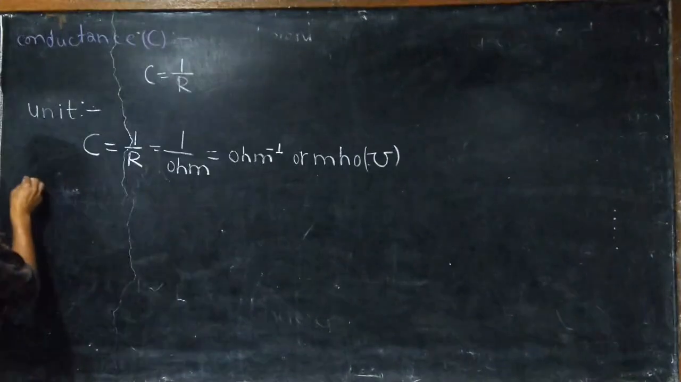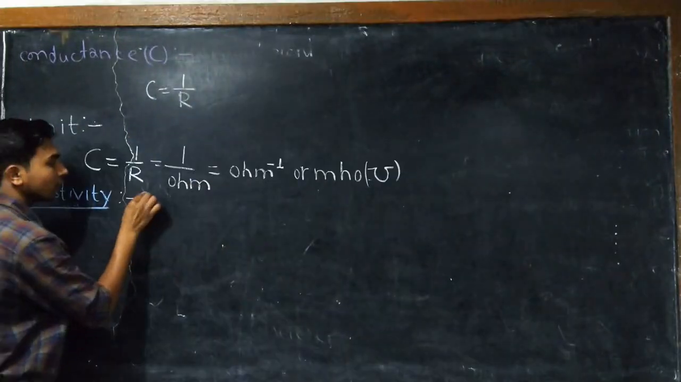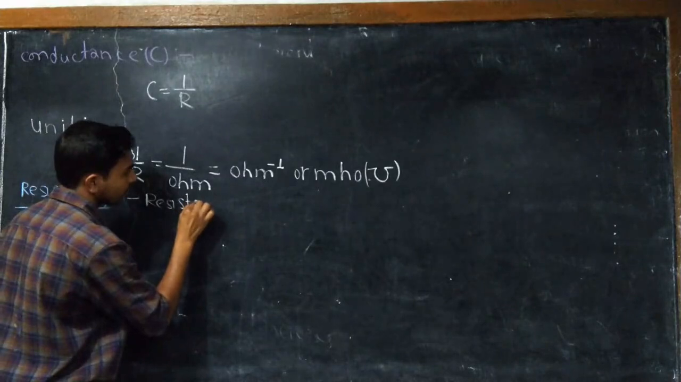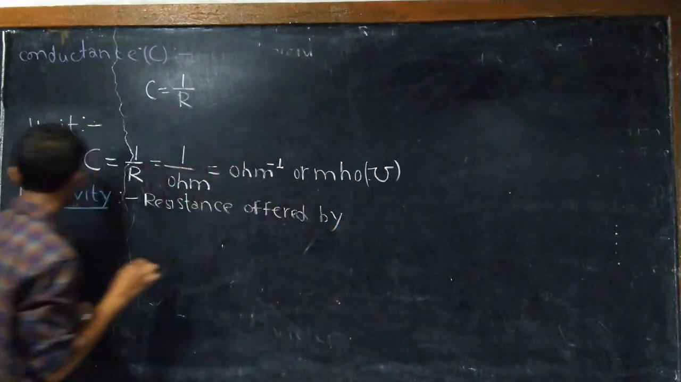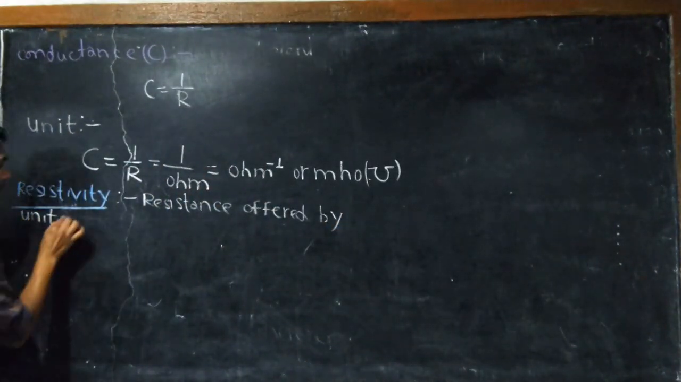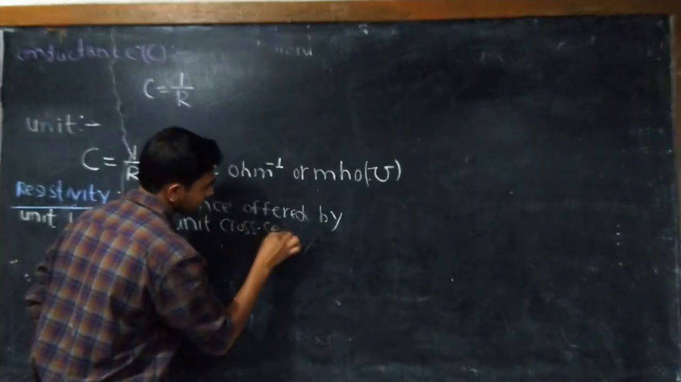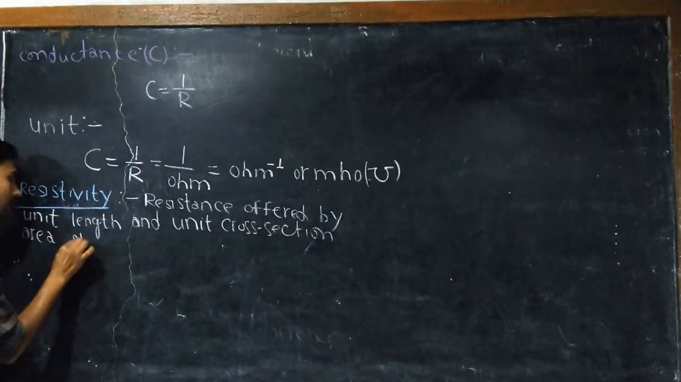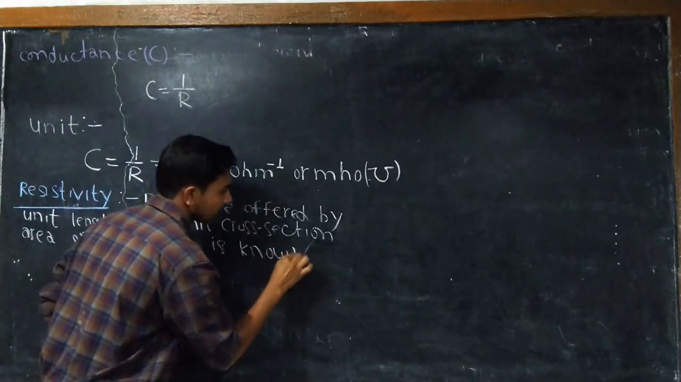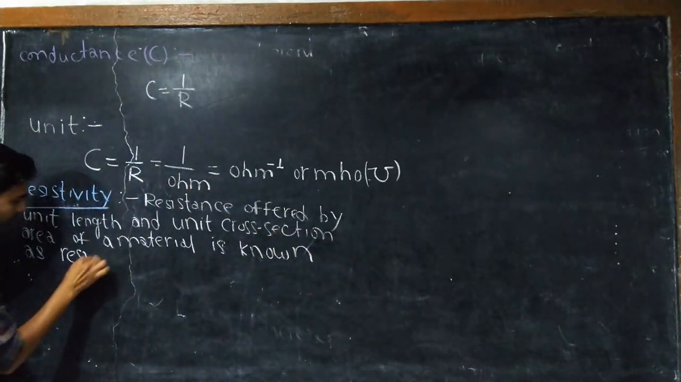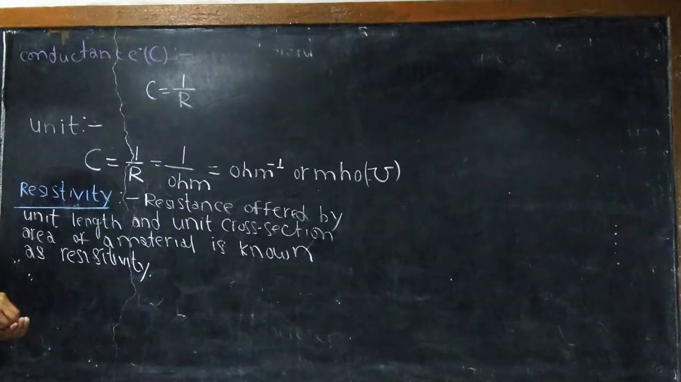So, what is resistivity? Resistance offered by unit length and unit cross-section area of a material is known as resistivity.